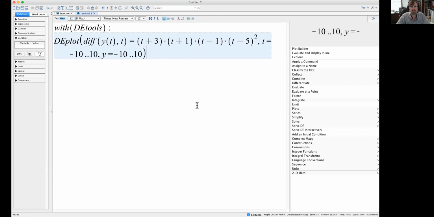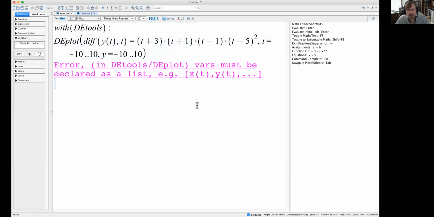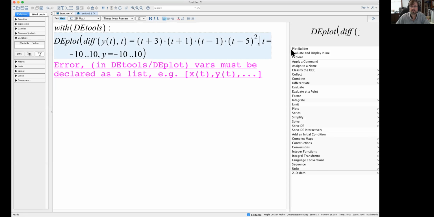So let's see if this produces what we expect it to. Uh-oh, what did I do? Somebody help me with my error. What did I do wrong? Oh, I forgot to declare my dependent variable. y(t), comma, there we go.